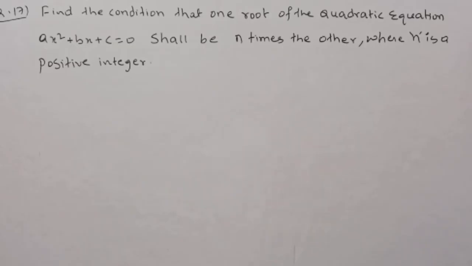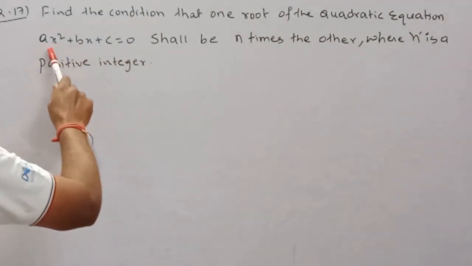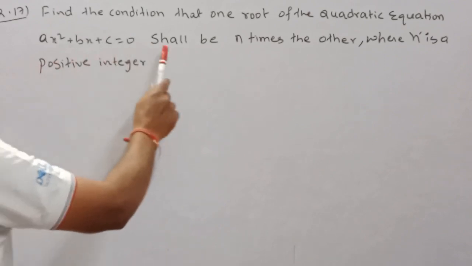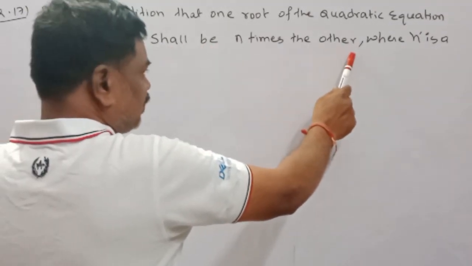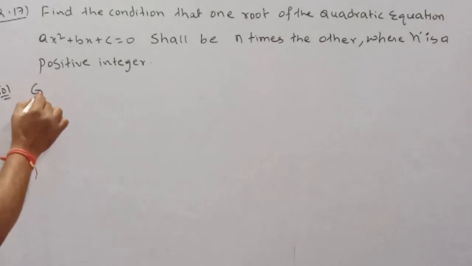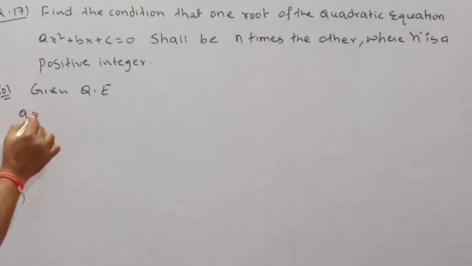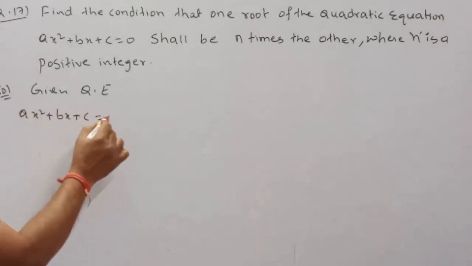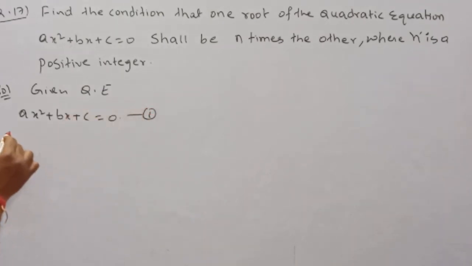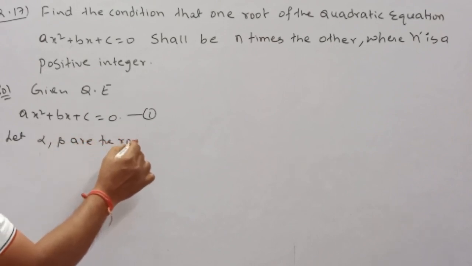Here we have one more problem from quadratic equations. Find the condition that one root of the quadratic equation ax square plus bx plus c equal to 0 shall be n times the other, where n is a positive integer. Here the given quadratic equation is ax square plus bx plus c equal to 0, equation 1. Let alpha comma beta be the roots.